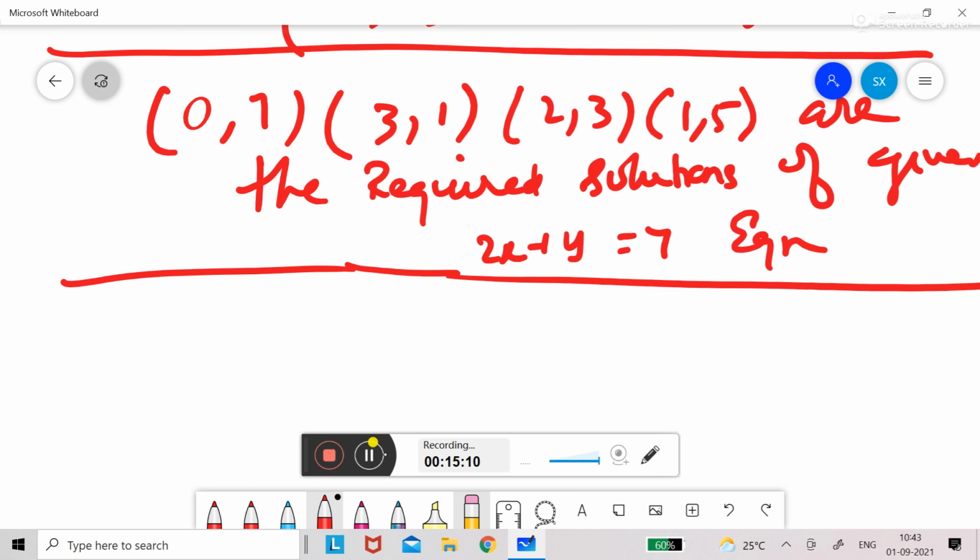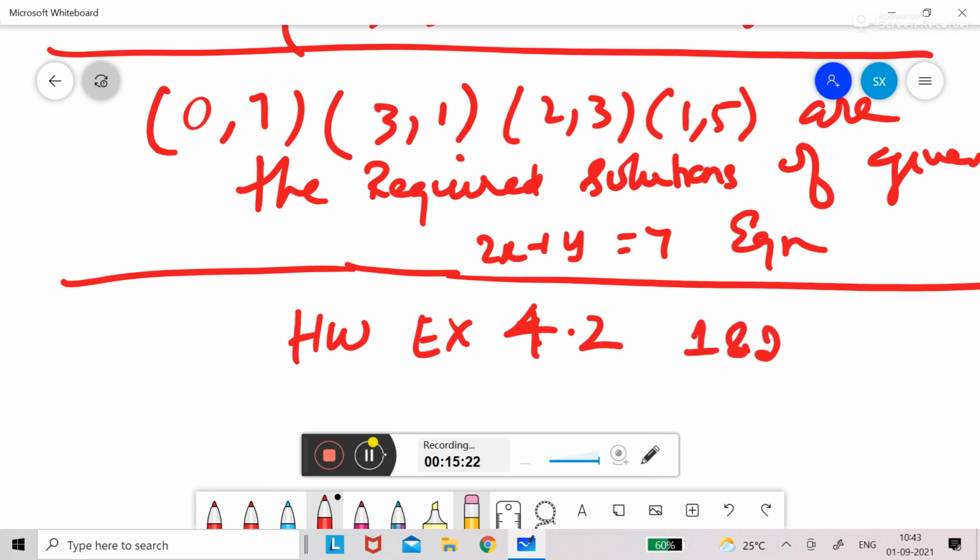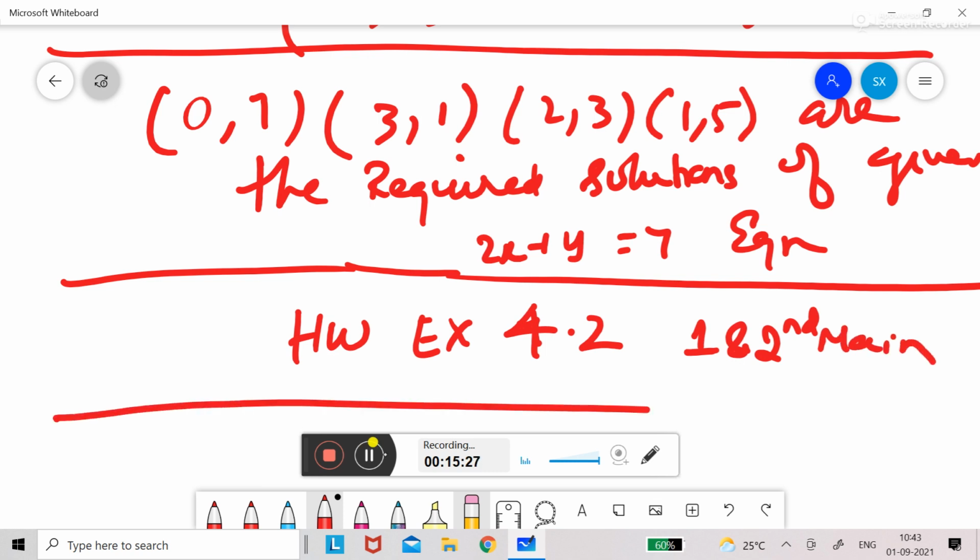Homework: exercise 4.2, first and second questions. Please do it and submit today only in Google Classroom. I'm sending you the Google Classroom.